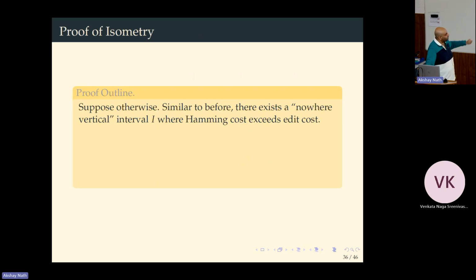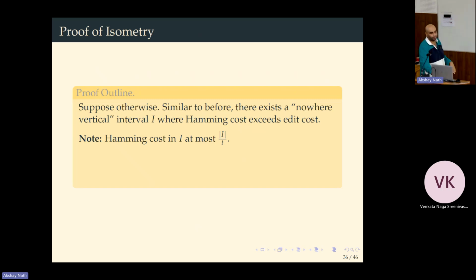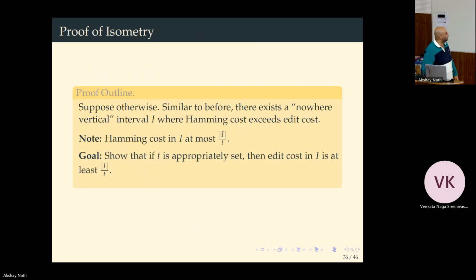Okay, suppose otherwise. So let's assume it's not an isometry. Then you have some interval I where the Hamming cost exceeds the edit cost, like before. And the Hamming cost is at most I over T, right? Because you can always just map the padded strings to itself. So only from the input positions, which is every T locations you get one, you pay Hamming. And then you want to show that if T is large enough, which is whatever we just saw, then the edit cost is at least I over T. So it's an isometric embedding.